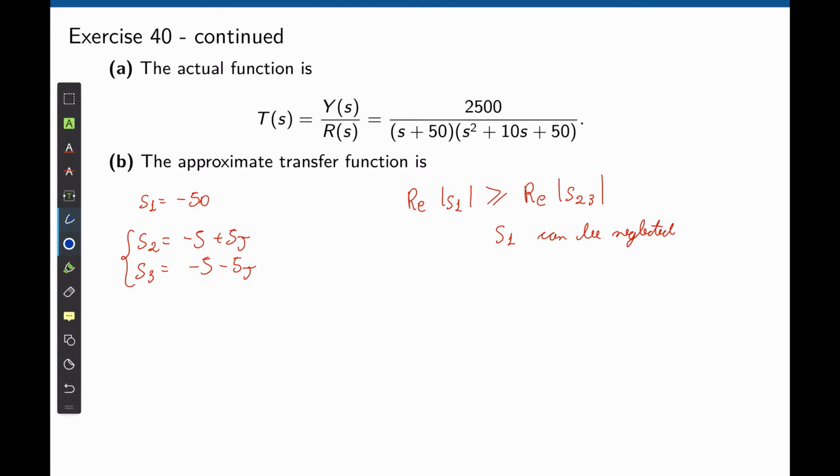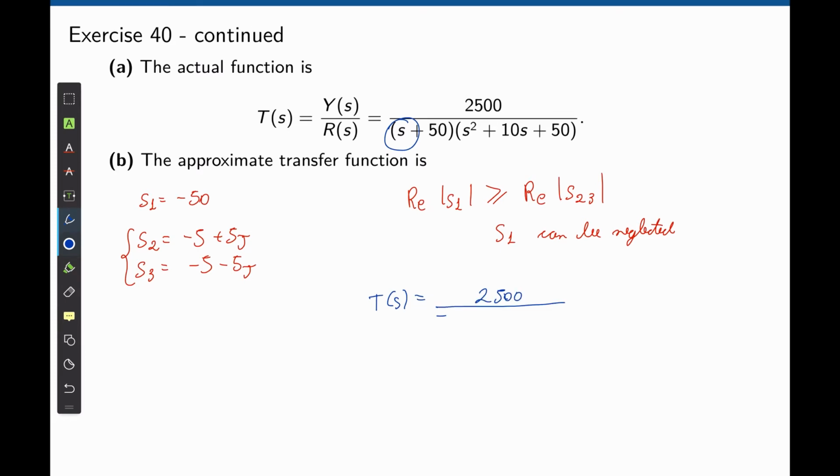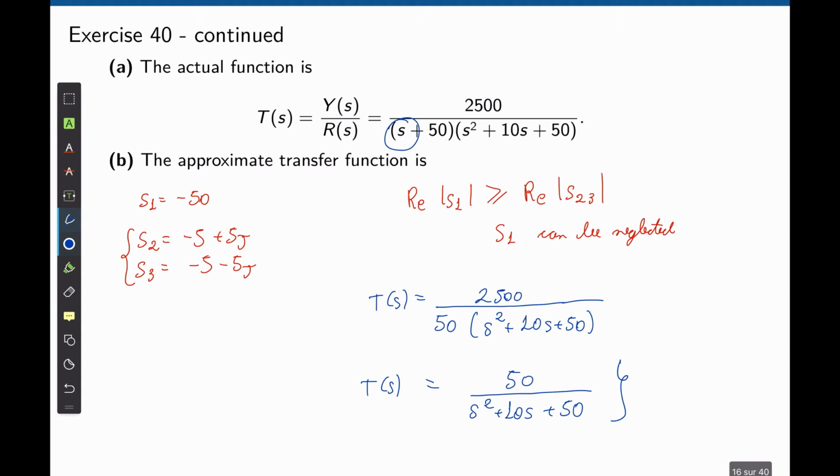Now, in order to simplify this transfer function, we can set this s to 0 and rewrite the transfer function as follows. The first pole being neglected, we are left with 50 over s squared plus 10s plus 50. Notice that when s tends to 0, the original transfer function tends to 1. And notice now that when s tends to 0, it also tends to 1. We maintain the same final value.